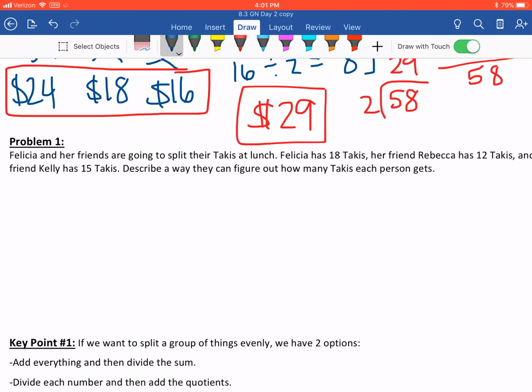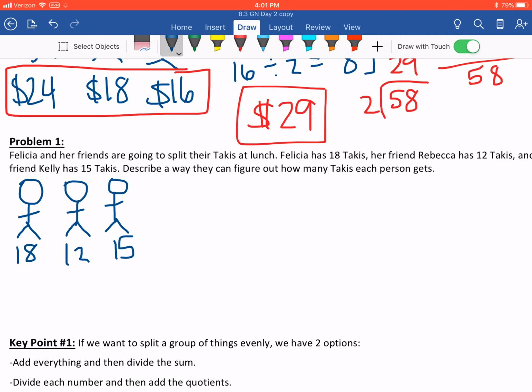Well, I feel like it'll be useful again to start with a picture. Here is Felicia. Felicia has got 18 Takis. Here is her friend Rebecca. Rebecca has got 12 Takis. And here is Kelly. She has 15 Takis.